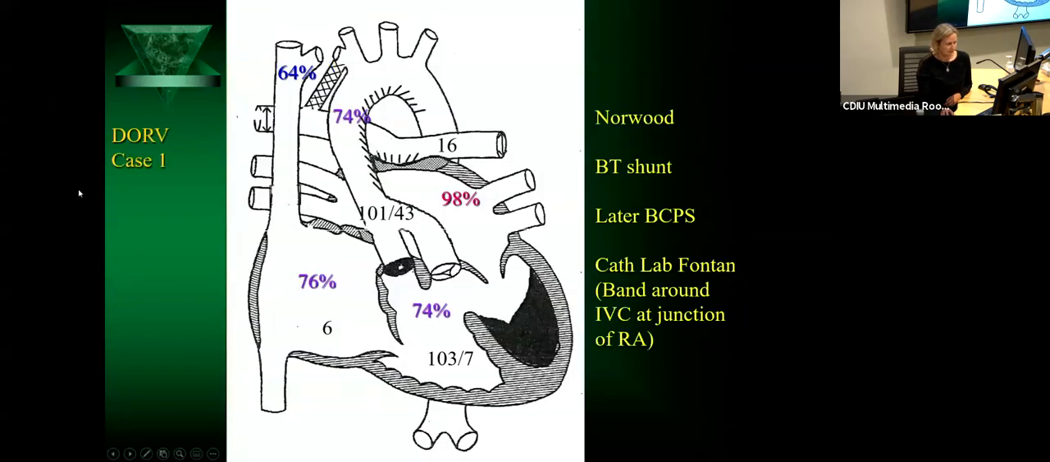So this is case 1, double outlet right ventricle, had the Norwood procedure, which we just described, BT, later bicaval pulmonary shunt, and then Fontan. We don't do a cath lab Fontan anymore.